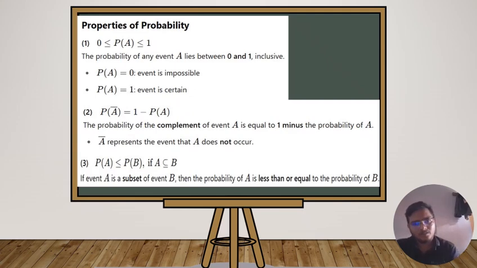And the third one is P of A less than or equal to P of B if A is a subset of B. If A has only 1, 2, 3 and B has 1, 2, 3, 4, 5, then we can say that A is a subset of B, since every element of A is present in B. So if event A is a subset of B, then the probability of A is less than or equal to the probability of B.